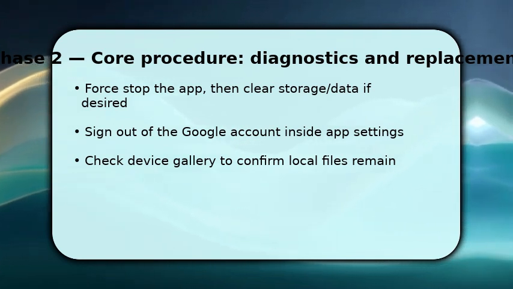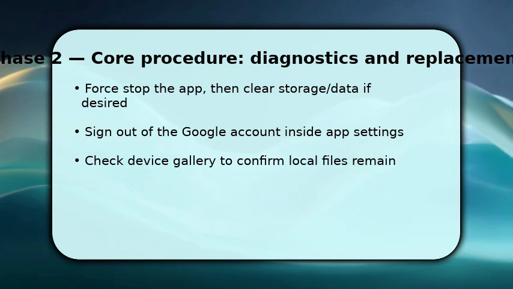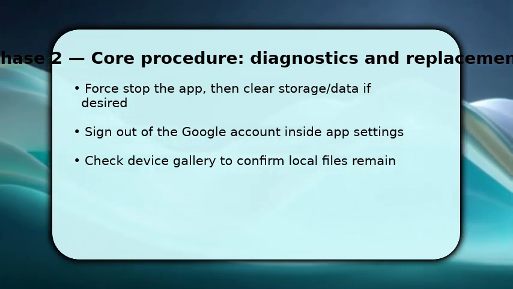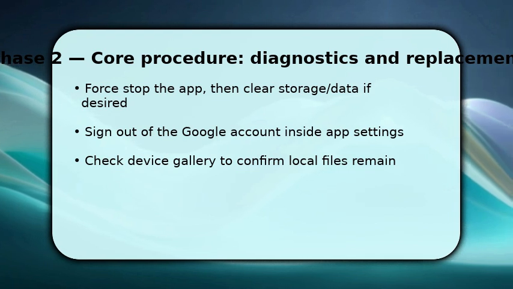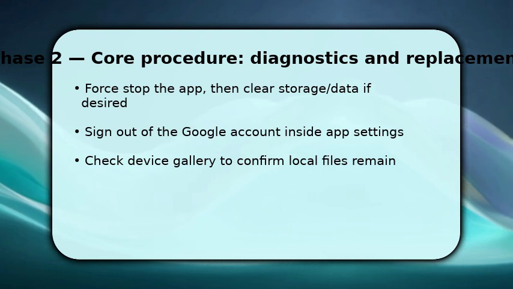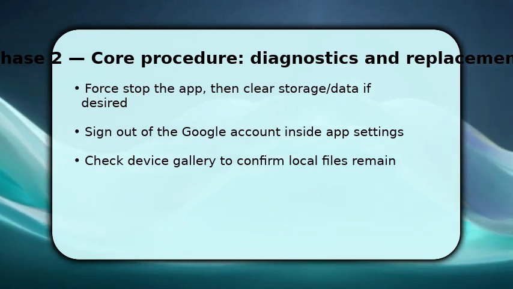On iPhone, sign out of the Google account in the Apps menu. Once done, open your device gallery to verify that local copies still exist. If you cleared app storage, local files may remain in DCIM or the Photos app. This step ensures app data no longer ties to your account.